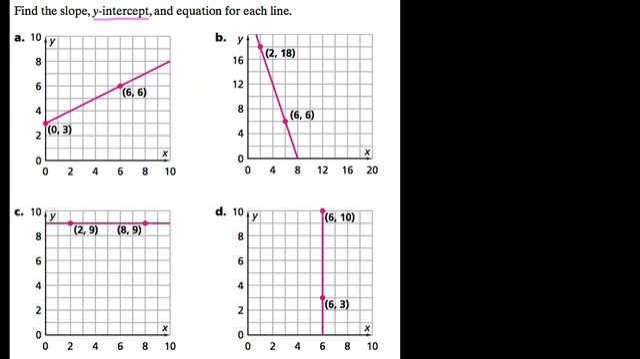So in the first case, it's nice and easy. The y-intercept here is what? Well, the y-intercept is this point, 3. That's where it crosses the y-axis. Okay, so we've got that in the first one.